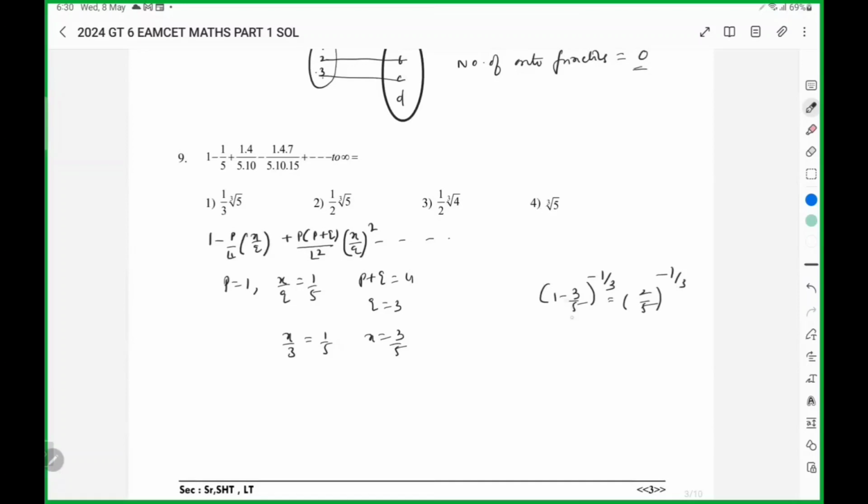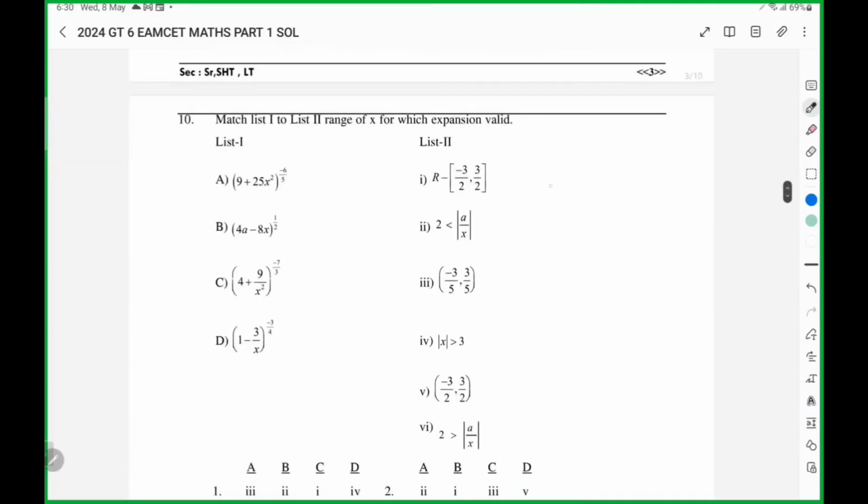Here it is 1 plus x. Alternate plus minus means 1 plus x whole power minus p. So that is 5 by 8 power 1 by 3, 5 power 1 by 3 by 2. That is cube root of 5 by 2.